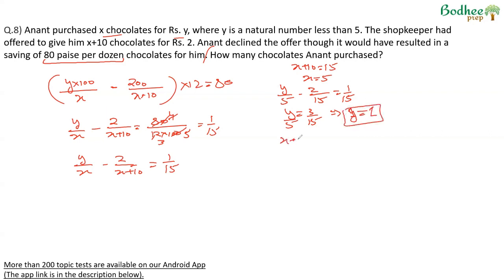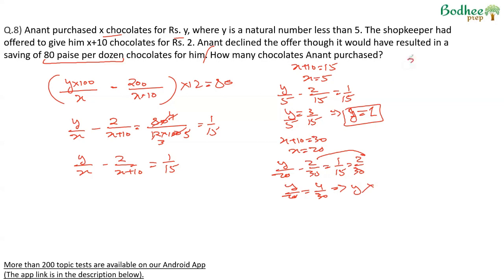If we take x plus 10 as 30, x will be 20. So we get y upon 20 minus 2 by 30 is equal to 1 by 15, which is nothing but 2 by 30. Taking this 2 by 30 here as well, we get y by 20 is equal to 4 by 30. This will not give y as an integer, so not possible.